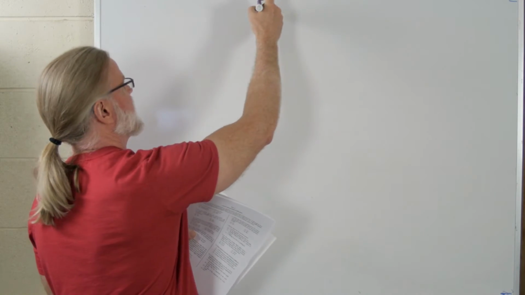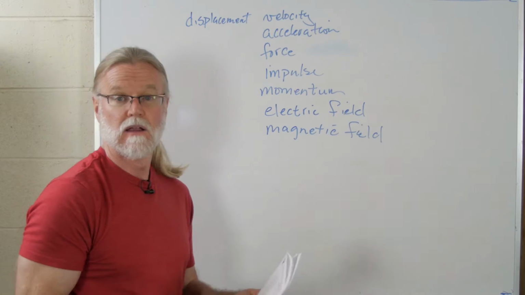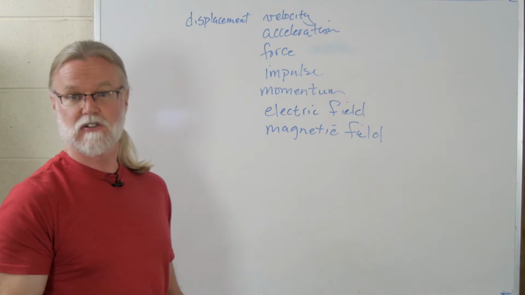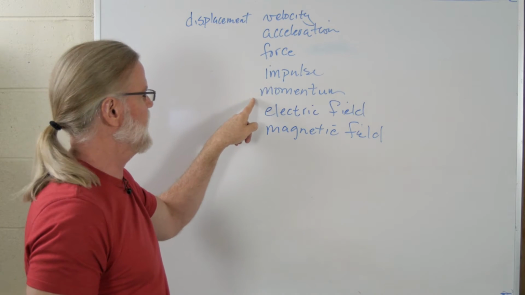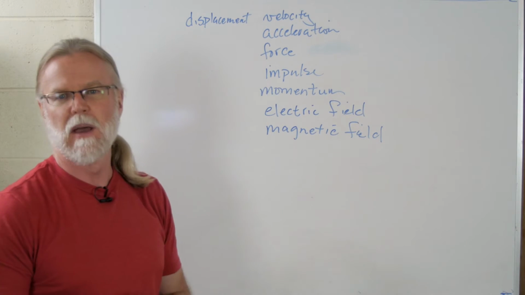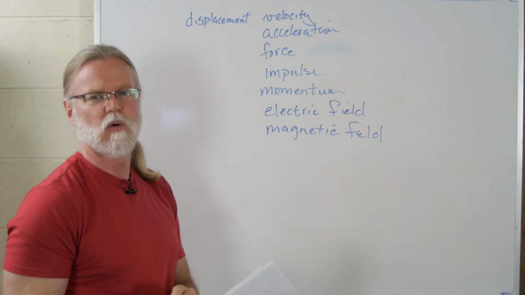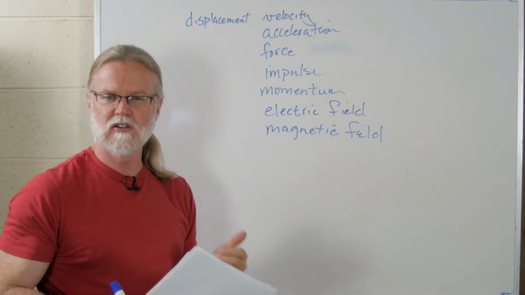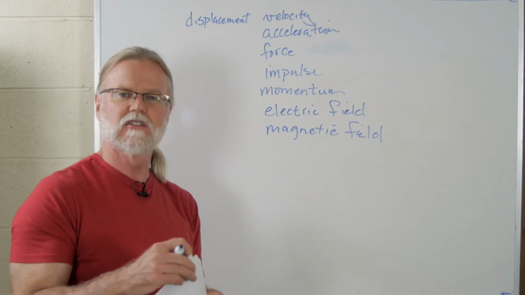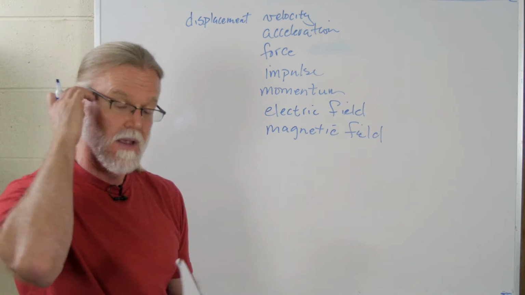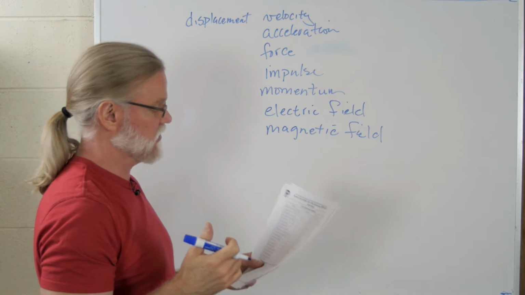Let's list our vectors. Let's see, what do we have? It looks like these are vectors: displacement, velocity, acceleration, force, impulse, momentum, electric field, and magnetic field. These are quantities that have both magnitude and direction, and more importantly, they obey the laws of vector addition. So the other things are scalars.